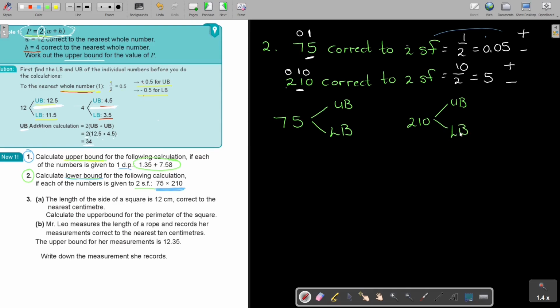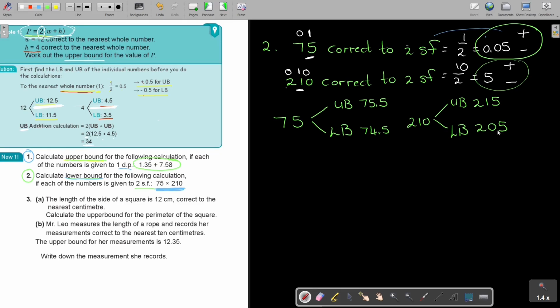Okay, so it's going to be 75.5 and 74.5 because I'm adding and subtracting that. And then this one, 210. Now I add and subtract this. So it's going to be 215 and it's going to be 205. Okay.